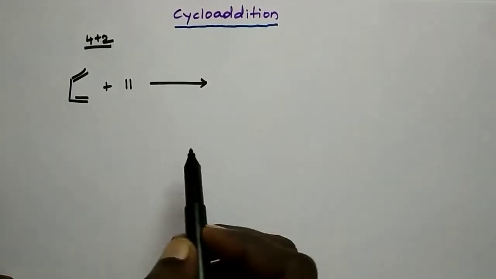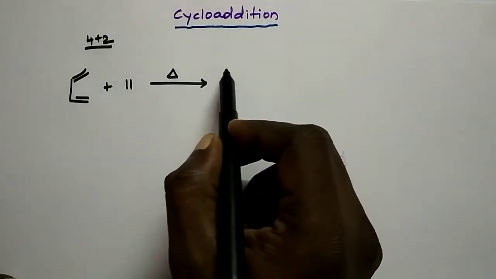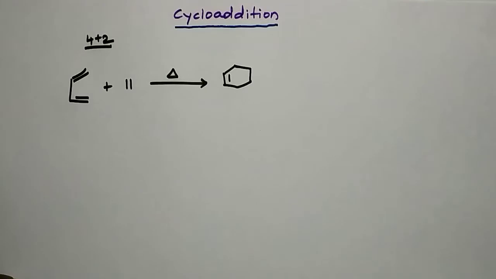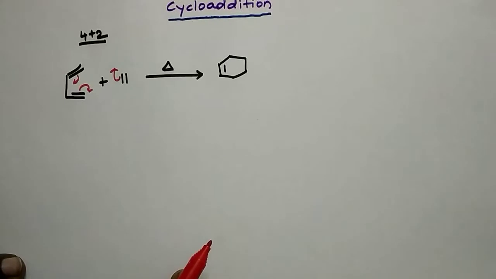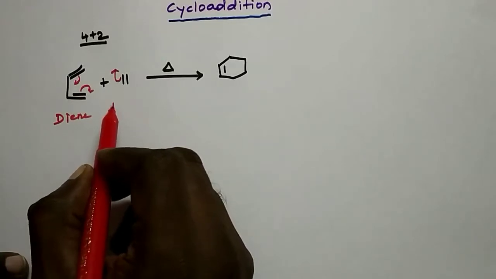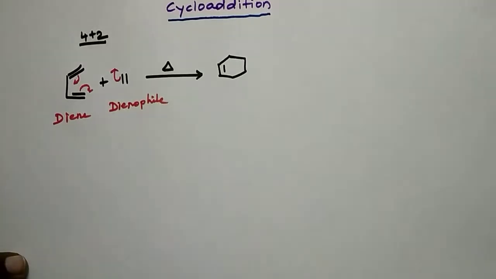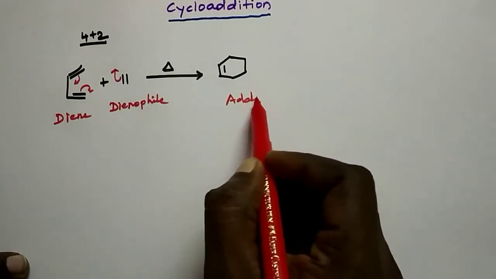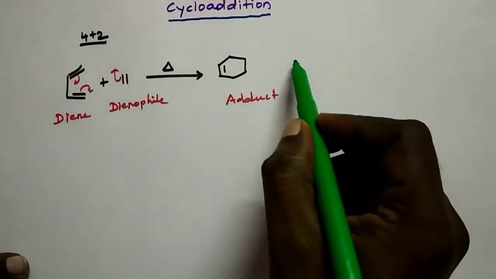I already told you in the previous video, this is thermally allowed but photochemically forbidden. Remember, this one is called diene and this one is dienophile, and this one is adduct. This reaction has one more name. It is called Diels-Alder reaction.